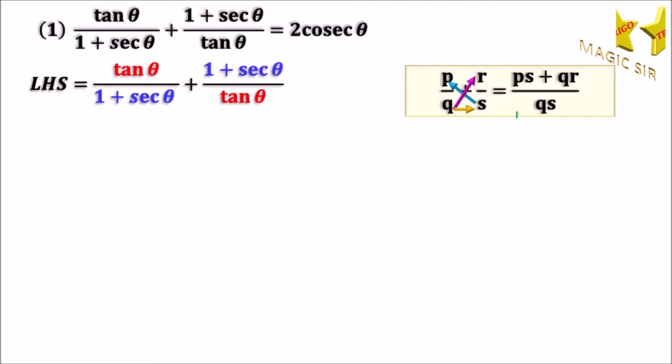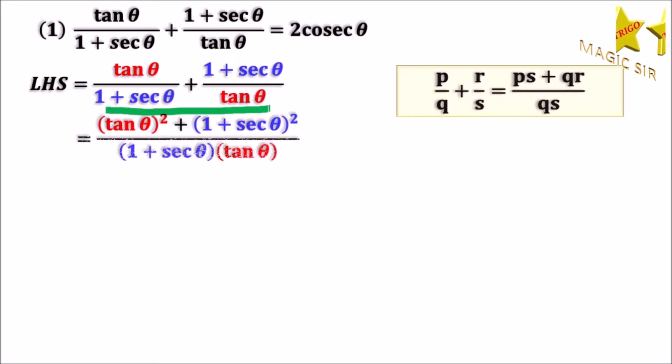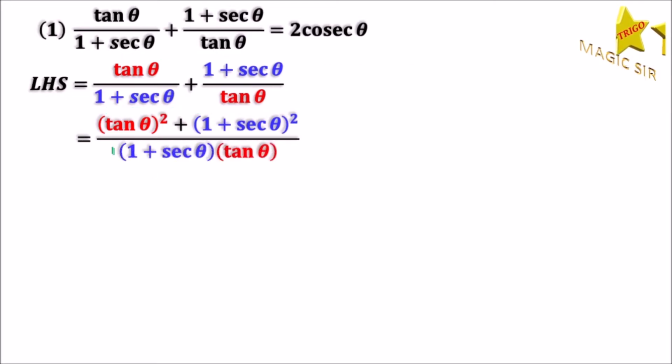Therefore, LHS is equal to tan theta into tan theta equal to tan square theta, plus 1 plus sec theta into 1 plus sec theta equal to 1 plus sec theta whole square, divided by 1 plus sec theta into tan theta.